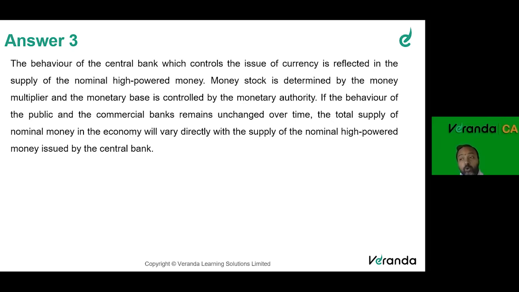And how are they trying to do that? They have 6 functions. It starts with banker to the government and the bankers' bank. They also have a supervisory role over the financial system, they manage the forex, and they ensure that they are issuing the currency, that is, printing the rupee notes, and finally they ensure that appropriate monetary policy is put in place. So these are the 6 areas through which our Reserve Bank of India helps to ensure the supply of nominal high-powered money.